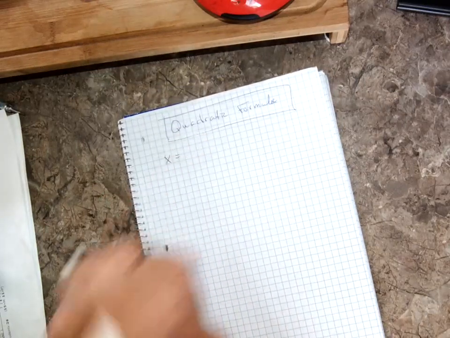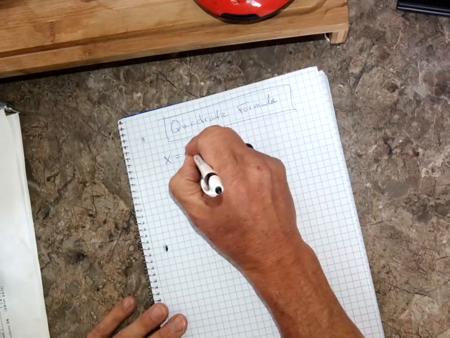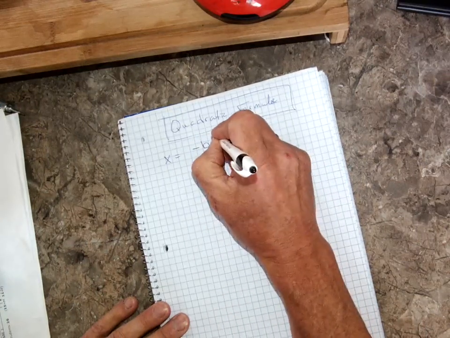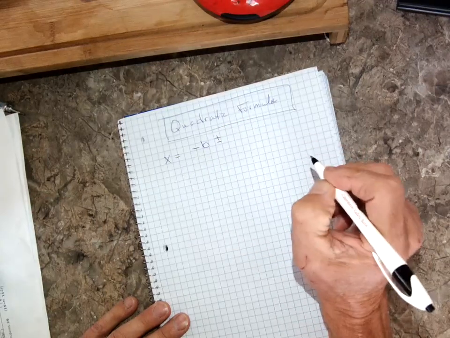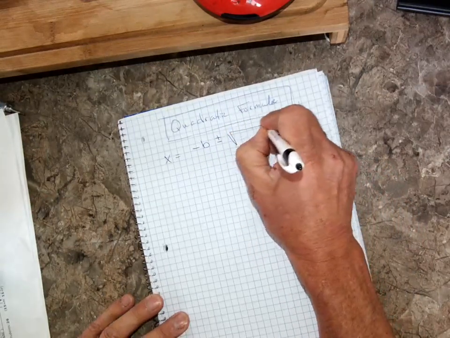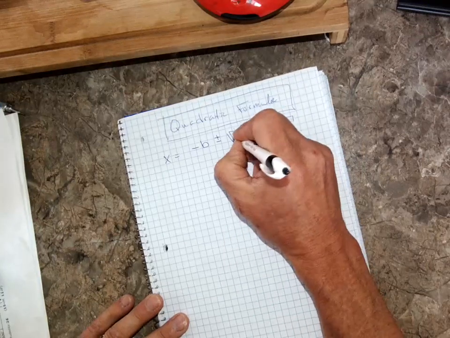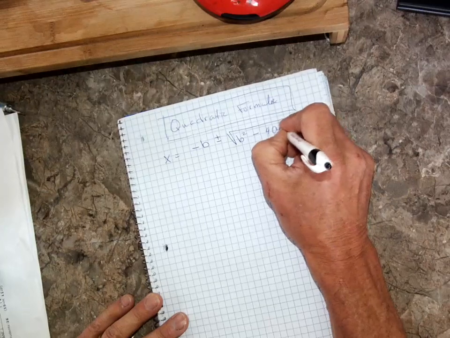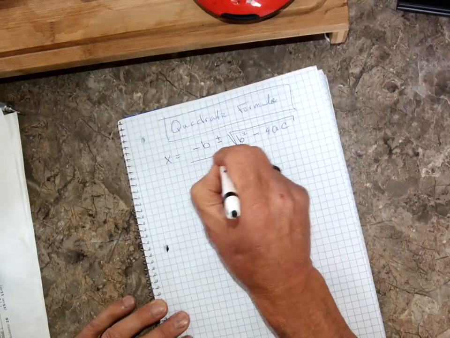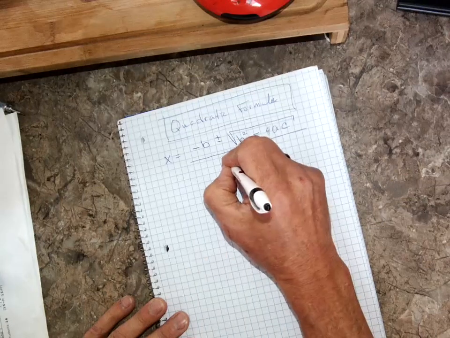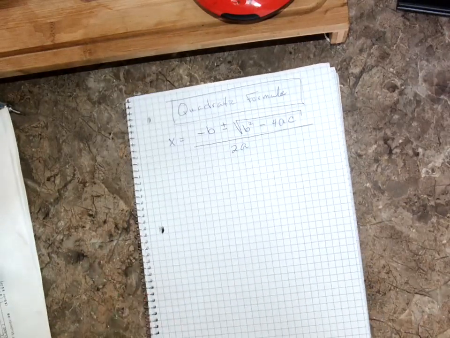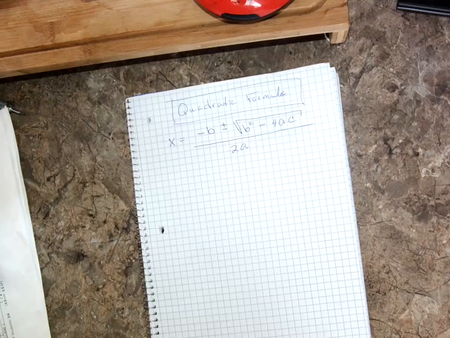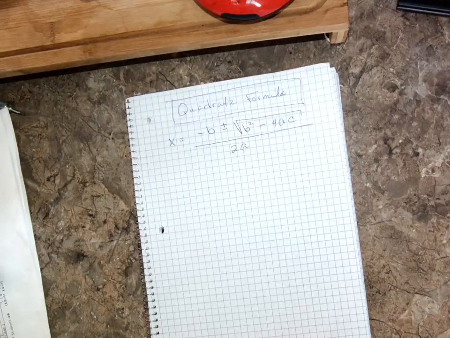x equals, ready? Negative b plus or minus the big square root of b squared minus 4 times a times c, all over 2a. Okay, write that down, please. Quadratic formula, if you take more math, you're going to use this a lot. Mr. Massey's classes, you're going to use this all the time. They don't allow calculus, so you have to do this, or fancy calculus.